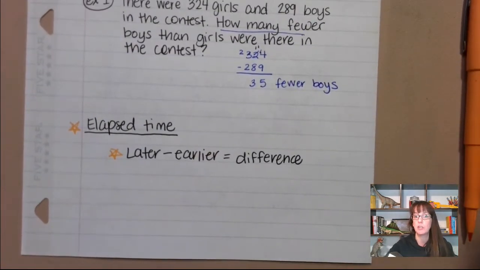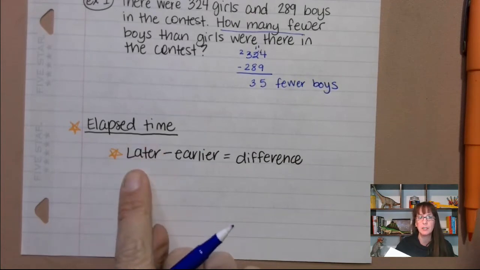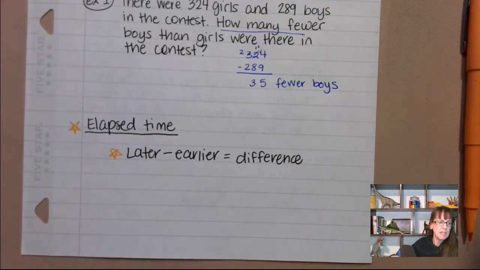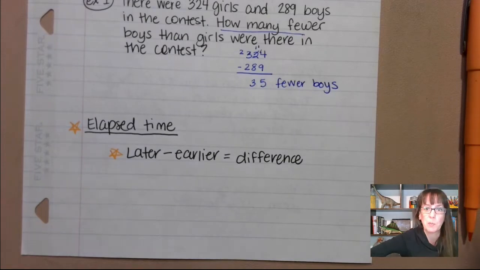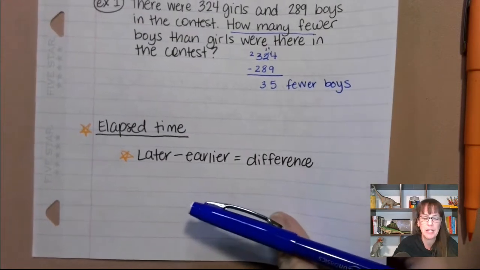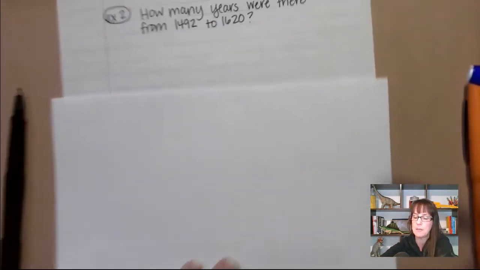Okay, so the next part for your notes is elapsed time. Again, it is important that you write this down. Elapsed time: later minus earlier equals difference. It sounds kind of simple and basic, but it is vitally important when we do these problems. So you take the later one, you minus the earlier one, and you find your difference. So let us practice this with an example problem.